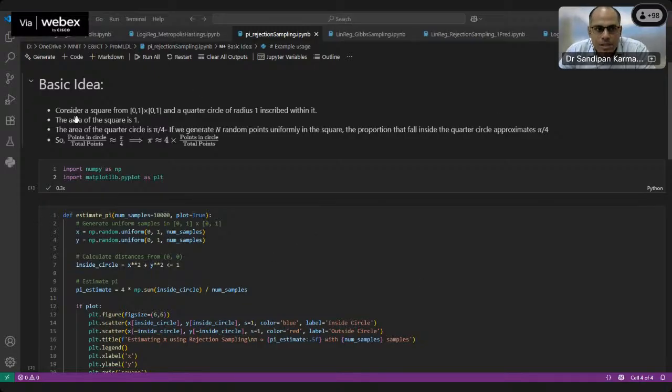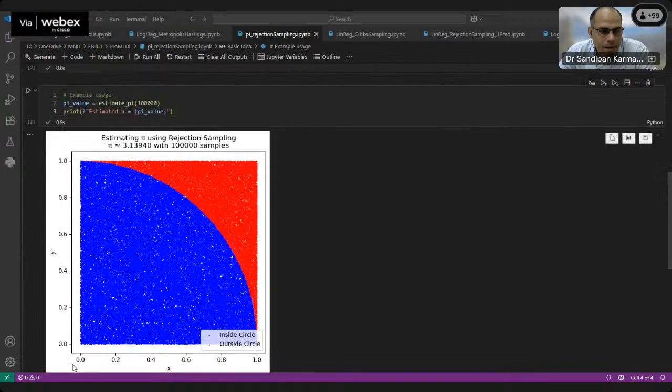So I'm basically considering a square from 0 to 1 on both axes. So what is the area of this? Area will be 1 multiplied by 1. Pi's value is approximately 3.14. We are going to estimate that. The square's area, from 0 to 1 on one side and 0 to 1 on the other side also, is 1. Is it okay?